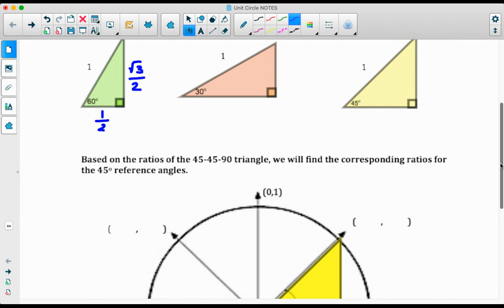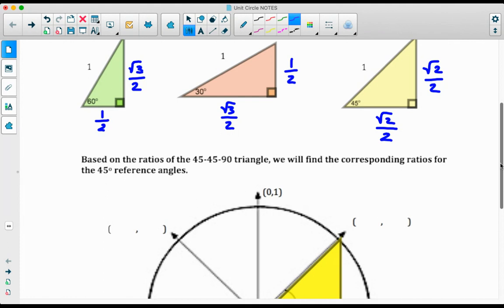On the 30, 60, 90 here in orange, it is just rotated. So now 1 still being the hypotenuse means the vertical side is a half, and our long leg over here is root 3 over 2. On the next 45, 45, 90, to get to the leg from your hypotenuse, we have to divide by root 2. Taking 1 divided by root 2, you end up with a length of root 2 over 2 for both legs, since it is an isosceles triangle.